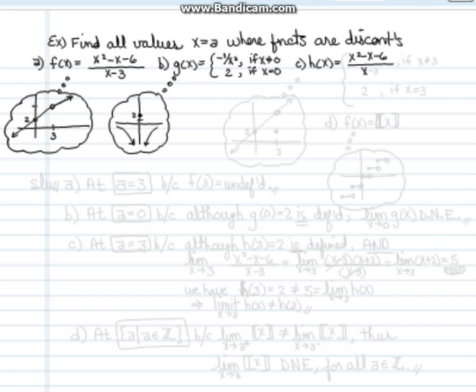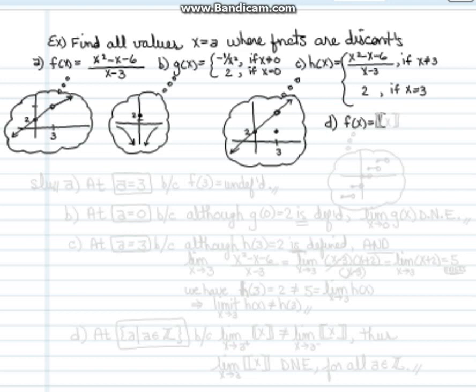And the next one, h of x, is equal to the same function that we had for part A when x is not equal to 3, but then we define it when x is equal to 3 as 2. So the picture would look very similar to the first picture, except at the point x equals 3, instead of just having an open gap, we're going to define the function as a single point with the y partner 2. And part D is the greatest integer function, the step graph that we've seen earlier.